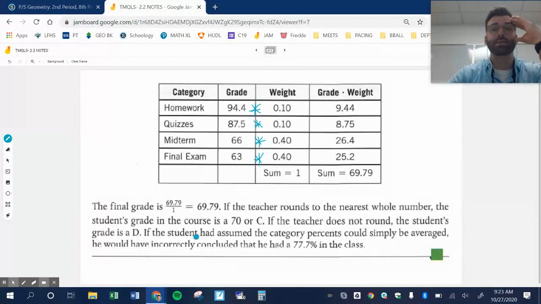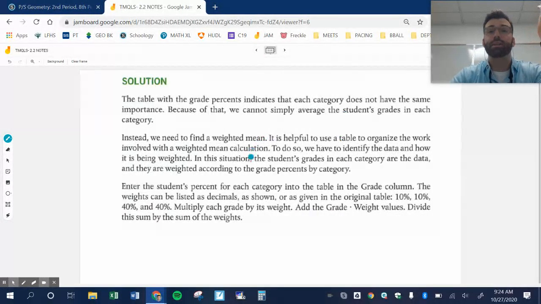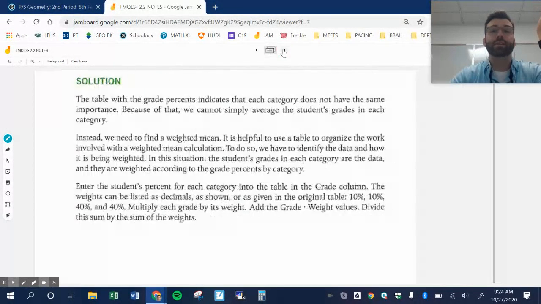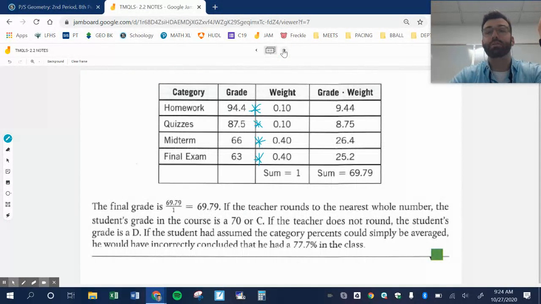All right, so that's that student's grade in the class. If the teacher rounds, the grade is a 70. Okay, if this teacher does not round, the grade is still a D. If the student assumed the category percentages could simply be averaged, he would have incorrectly thought that he had a 77 in the class. Okay, so that's a common mistake people can make. If they just take the average of these grades, 94, 87, 66, and 63, you would have gotten a 77 in the class, and that would have been a lot better than what he actually had.